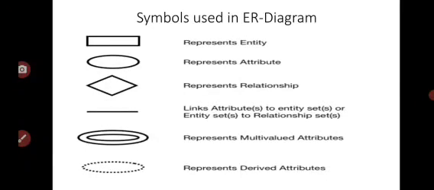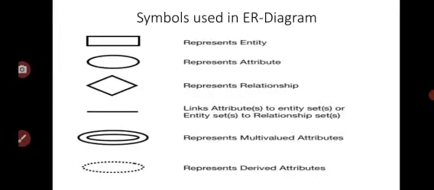The symbols used in the ER diagram: the rectangle symbol is used for entity, the oval symbol is used for attribute, the diamond symbol is used for relationship. We have to establish the relationship between the entities. When establishing that relationship, we are using the straight lines, and it is used for linking the two different entities. Among them, it is also used to represent the relationship sets also.